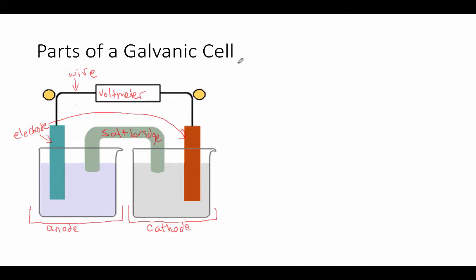The two compartments, we're going to talk about what each of these things does, contain both the electrode and the solution. So we'll start talking about the anode first. The first one was the anode.